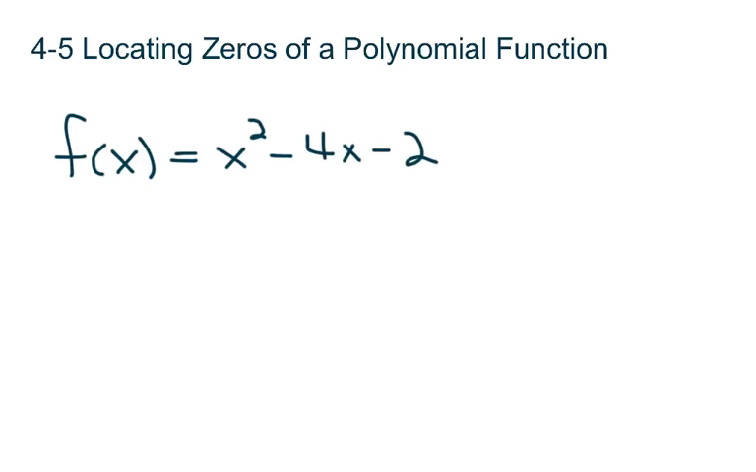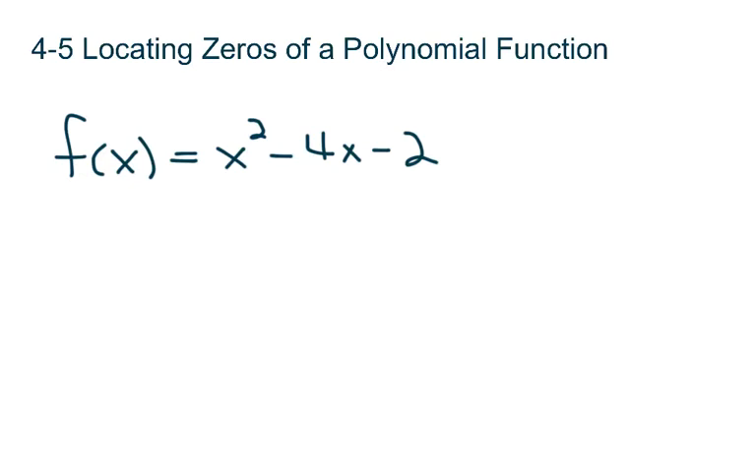In section 4.5, we're going to talk about locating zeros of a polynomial function. We've actually already talked about utilizing the graphing calculator to help us find zeros of a polynomial, which is great if the answers are rational. But what if the answers are irrational, and we want to find the decimal values at which a zero occurs? Well, we're going to utilize our graphing calculator again.